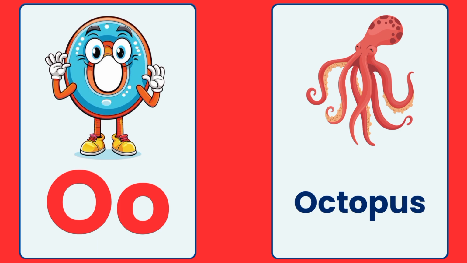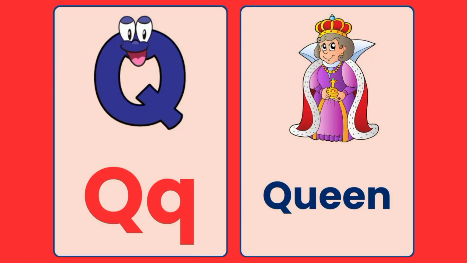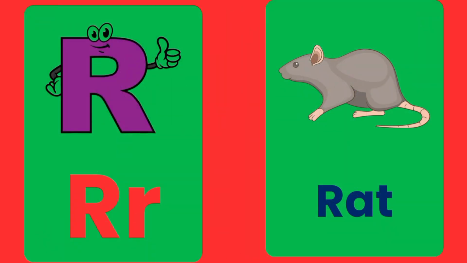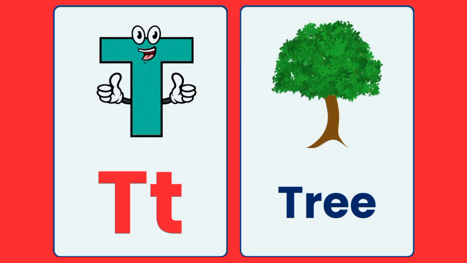O for octopus. P for pizza. Q for queen. R for rat. S for spoon. T for tree.